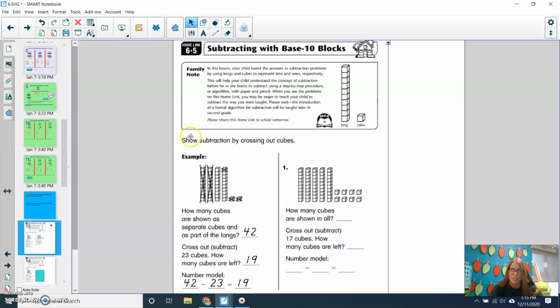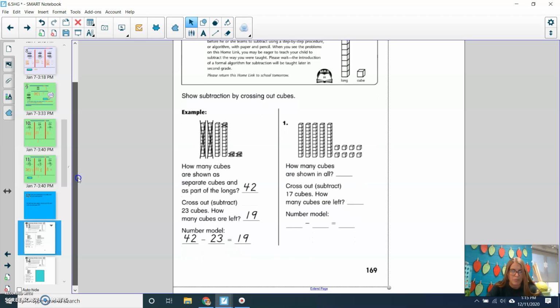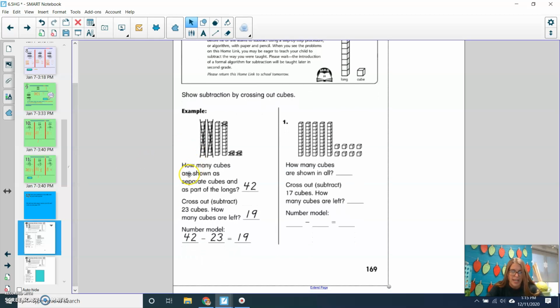So if you can put your whiteboard to the side and take a look at the page that looks like this. So let's look at the example first. They're asking us how many cubes are shown as separate cubes and as part of the longs. So we can see that we have a total of 42 cubes. Then they asked us to cross out or to subtract 23. So we crossed off 2 longs and we crossed off 3 of the cubes. And then looking how many are left, I can see that we have 19 left. My number model is 42 minus 23 equals 19.